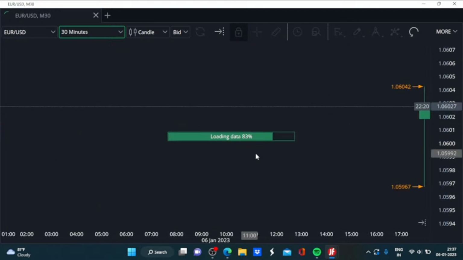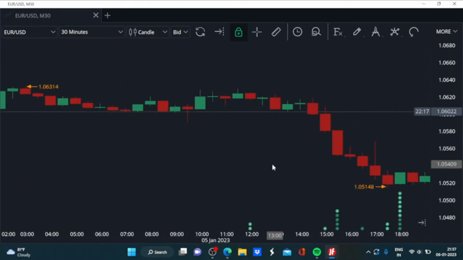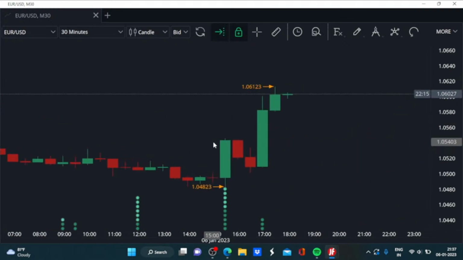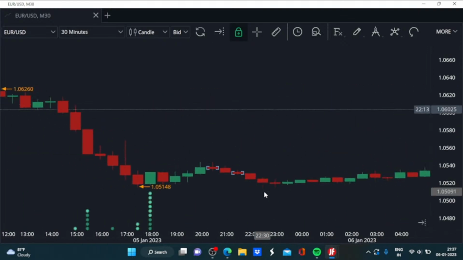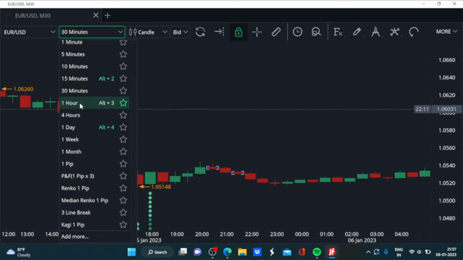We change it to half an hourly. Here also you will get this candle formation, Gravestone Doji. Okay, now I will revert back to hourly.